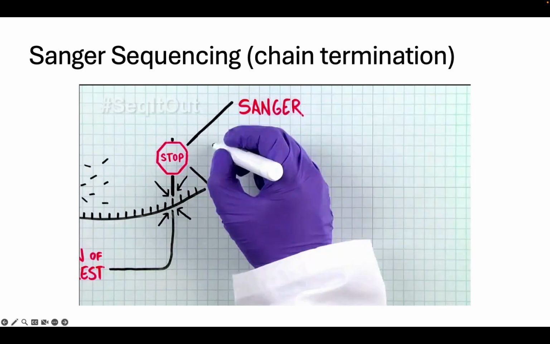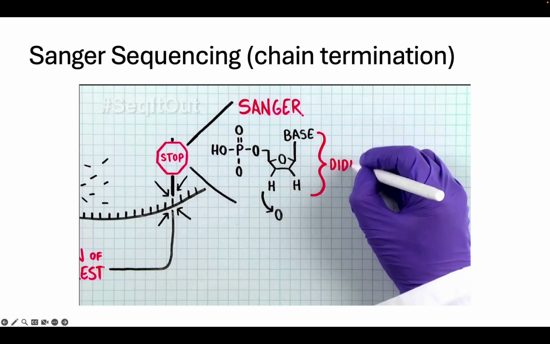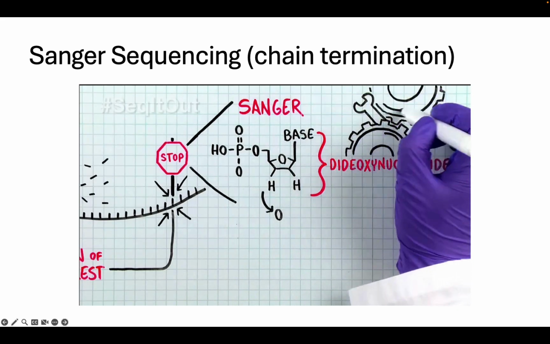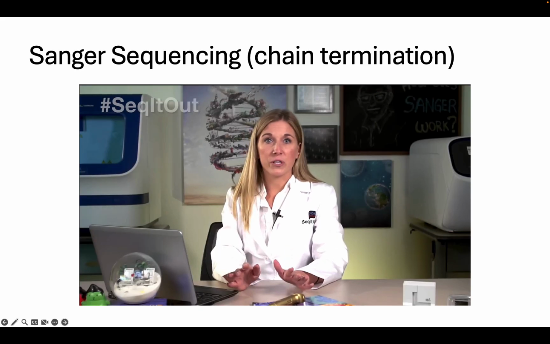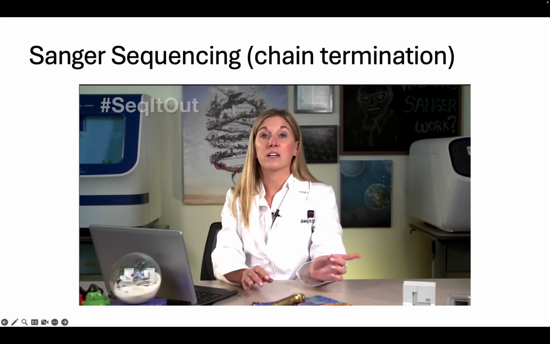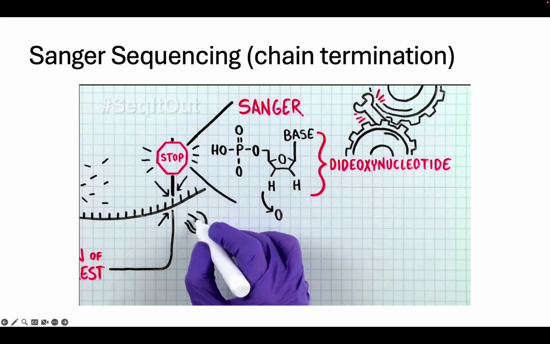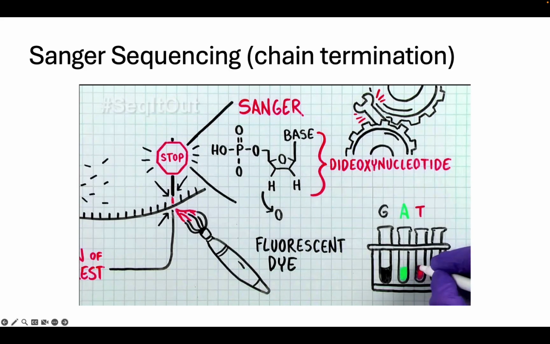Sanger did this by removing an oxygen atom from the ribonucleotide. Such a nucleotide is called a dideoxide nucleotide. This is analogous to throwing a wrench into a gear. The polymerase enzyme can no longer add normal nucleotides into this DNA chain. The extension is stopped, and we now need to identify what it is. We identify the chain terminating nucleotide by a specific fluorescent dye, 4 specific colors to be exact.